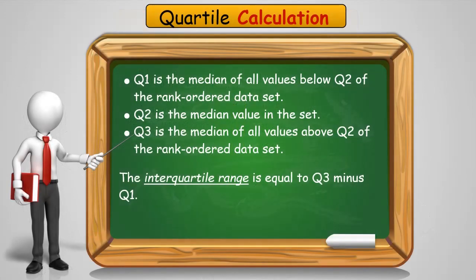And hopefully the calculation of this looks very familiar to you because we just did it. The calculation is the same. Q2 is the median of the data set. Q1 is the median of all below Q2, and Q3 is the median of all above Q2. So again, the interquartile range is Q3 minus Q1.